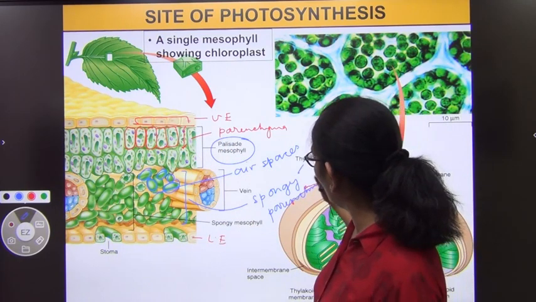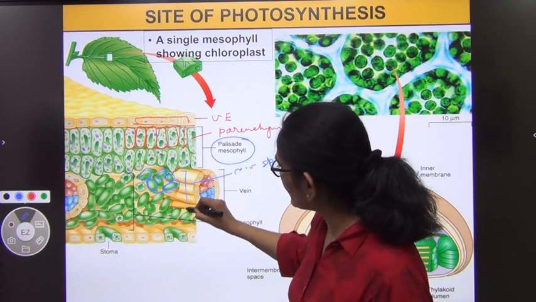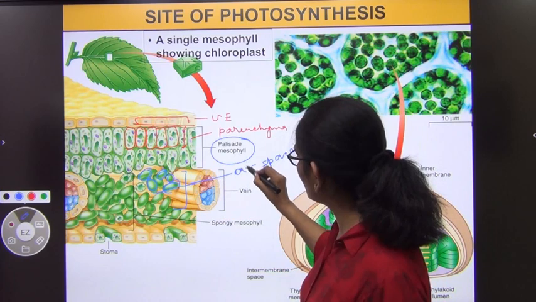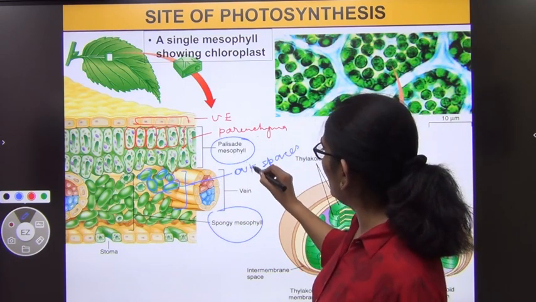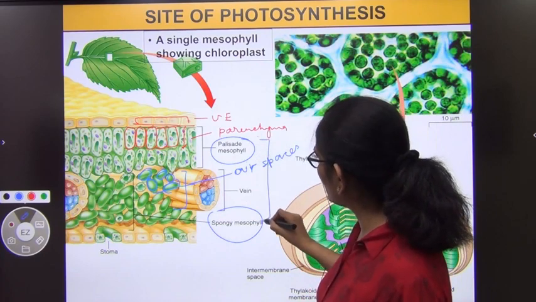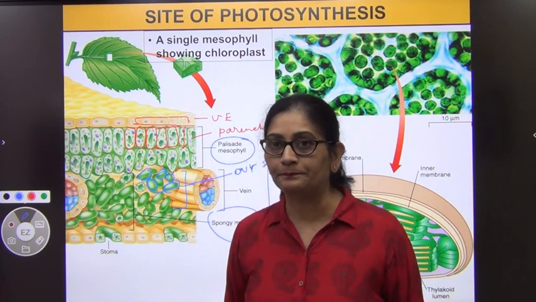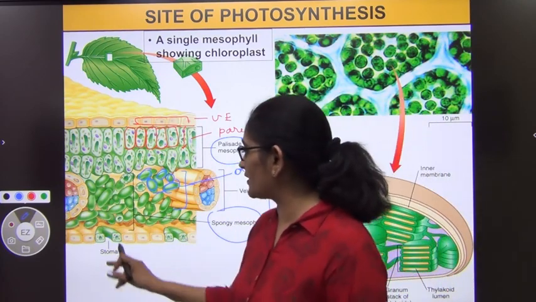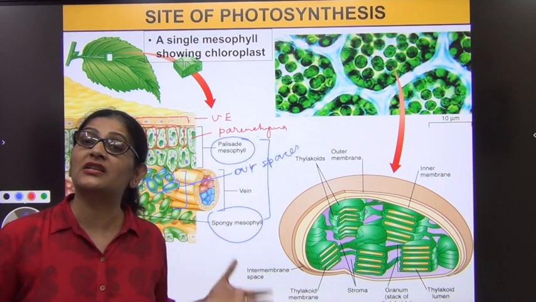This is air space. This is called spongy parenchyma, and this palisade parenchyma and spongy parenchyma together constitute the mesophyll part of the leaf. Moreover, the stomata is also visible, but I want to know where in the leaf photosynthesis takes place.